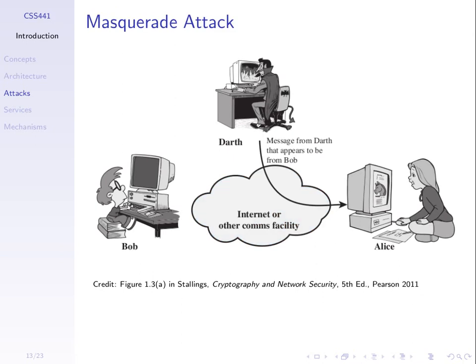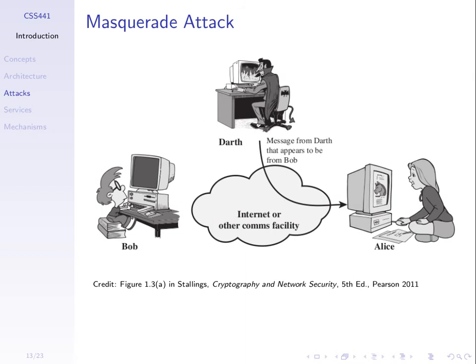Let's go through them. A masquerade attack. Masquerade means to what? Pretend to be someone else. So this is a simple case. Let's say Bob is the director of SIT, or the director of some organisation. Alice is the finance officer. She makes all the payments for your salary and so on.